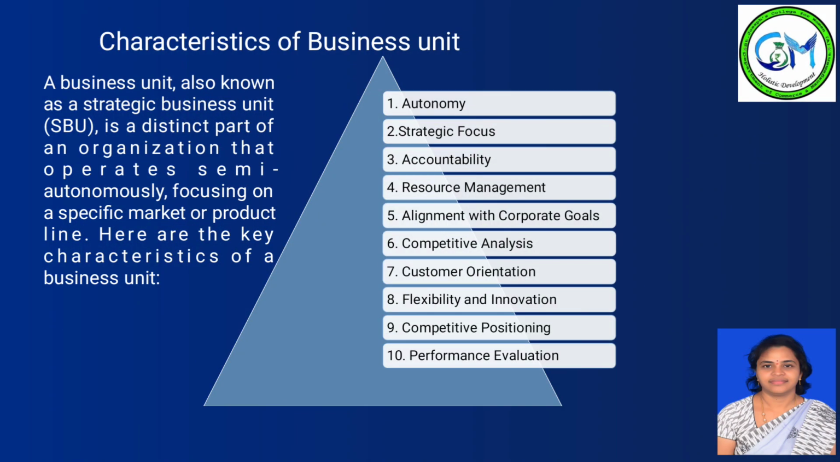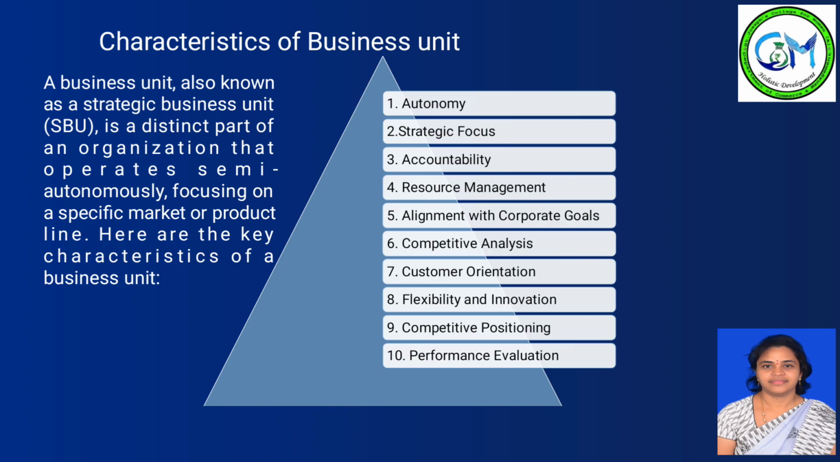The characteristics of a business unit. A business unit is a strategic business unit. It is a distinct part of an organization that operates semi-autonomously, focusing on a specific market or product line. Here are a few characteristics of a business unit. Autonomy. Each business unit functions independently with its own management team responsible for operations, strategy, and performance. SBUs have the authority to make decisions regarding their operations, marketing, and resource allocation within the guidelines set by the parent company.